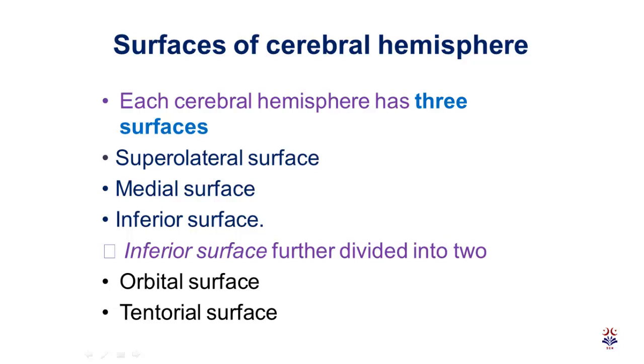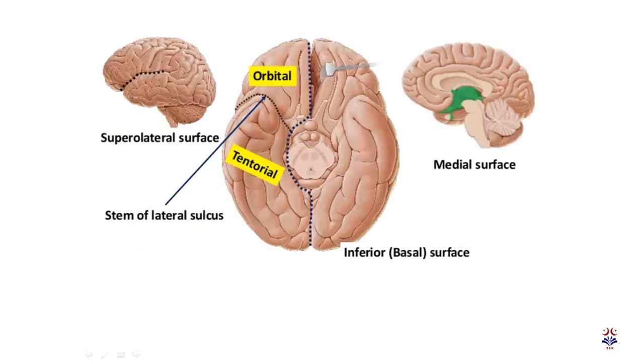Now we see the cerebral surfaces. Surfaces of the cerebral hemisphere. These are 3 surfaces: superolateral surface, medial surface, and inferior surface. Here we see that inferior surface is further divided into 2 parts. One is orbital surface and the other is tentorial surface. These are the pictures showing different surfaces. This is superolateral surface and this is medial surface. And the inferior surface is further divided into 2 parts: orbital, anteriorly, and posteriorly, the tentorial surface.